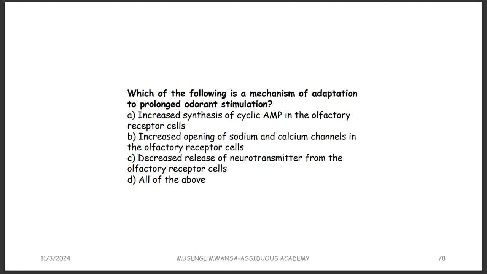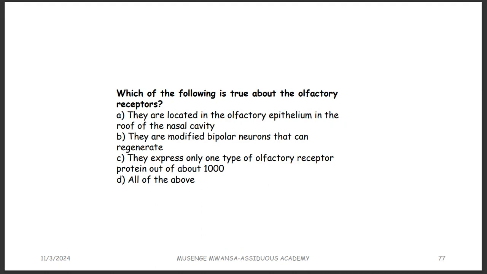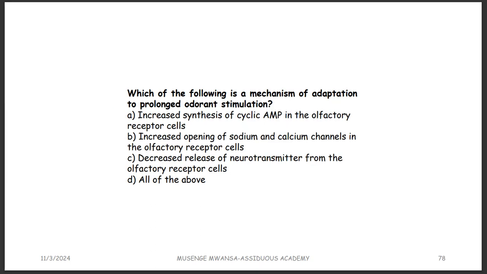Which of the following is a mechanism of adaptation to prolonged odorant stimulation? So imagine you go in a room where your special person is cooking chicken. When you stay in that room for 10, 15, 20, 40 minutes, you stop smelling the chicken. So you have adapted. Why? Increased synthesis of cyclic adenosine monophosphate, increased opening of sodium and calcium channels in the olfactory receptor cells, decreased release of neurotransmitter from the olfactory receptor cell, all of the above. Anyone?